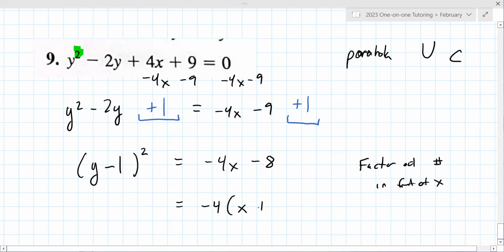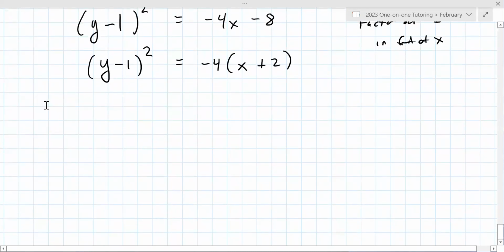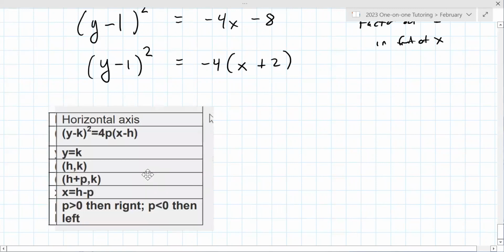So this becomes x plus 2 like this. And if you stare at the forms of the parabolas, you will find that the x always has a 1 in front, which is why you have to do this. You want a 1 in front of this. Okay, so we're in this form right here.